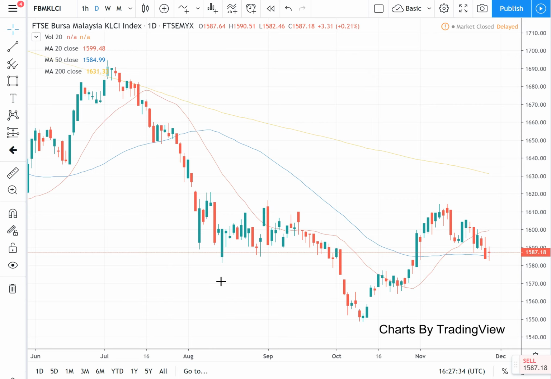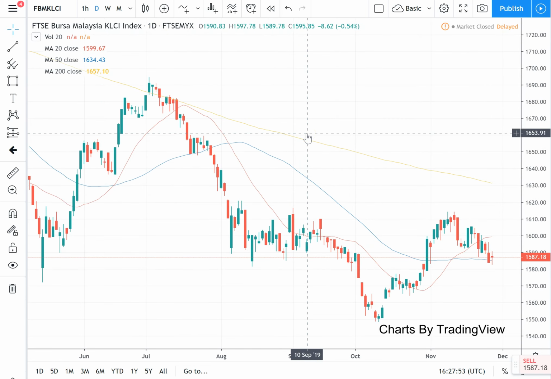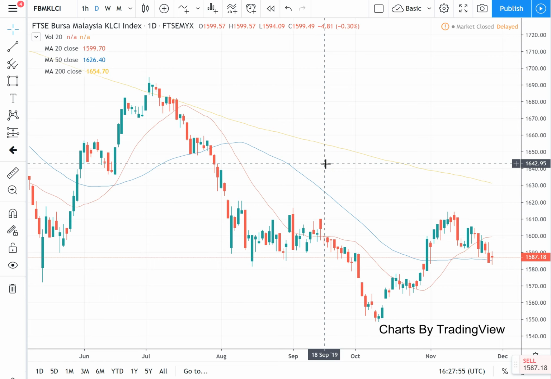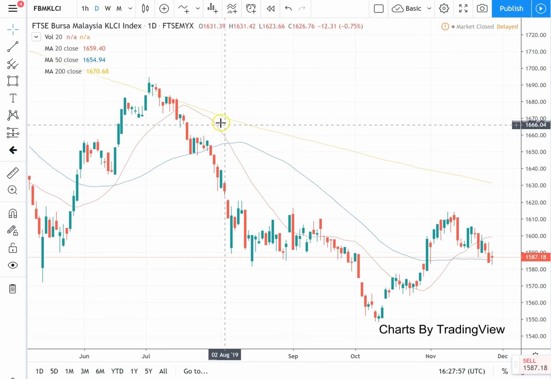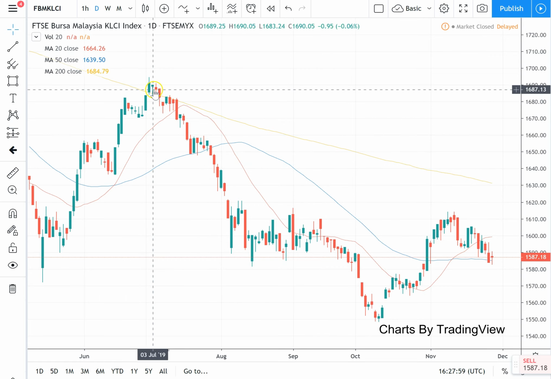I'm Steven. Today we'll be looking at the FTSE Bursa Malaysia KLCI index. As you can see, I have the daily chart of the KLCI in front of me. It's a daily chart. It's 1D here, which means daily. So first of all, let us take a look at where the 200-day moving average is.